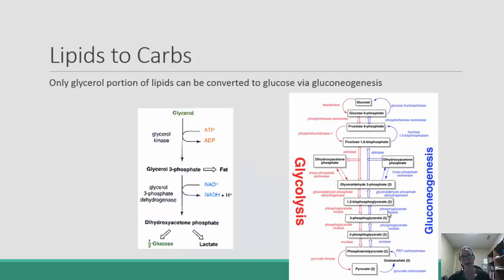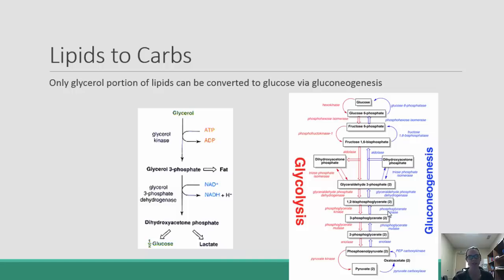Okay, so we talked about how carb can be interconverted to lipid. Now, can we go the other way? Can lipids ultimately be converted to carb? Well, as we talked about, the glycerol portion can be. The glycerol portion of lipids can be converted to glucose via gluconeogenesis, and we know that glycerol is a substrate for gluconeogenesis.